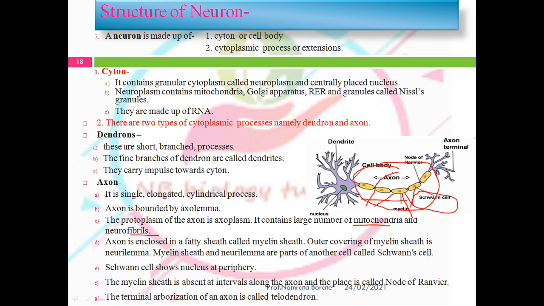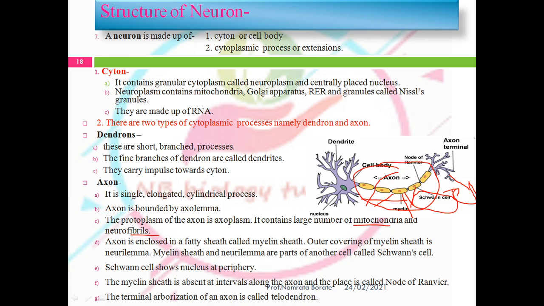The terminal arborization of an axon is called the telodendron. So this terminal part is called the telodendron.